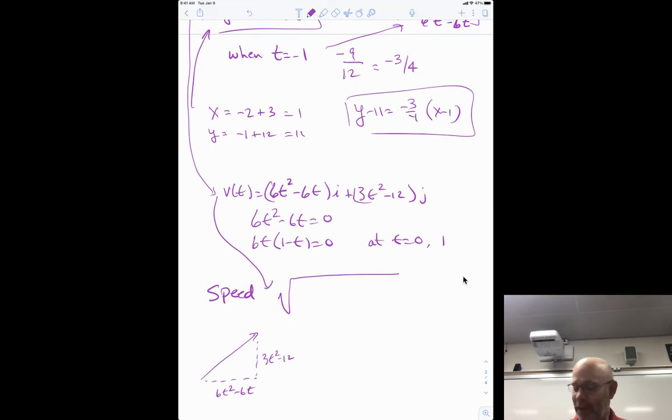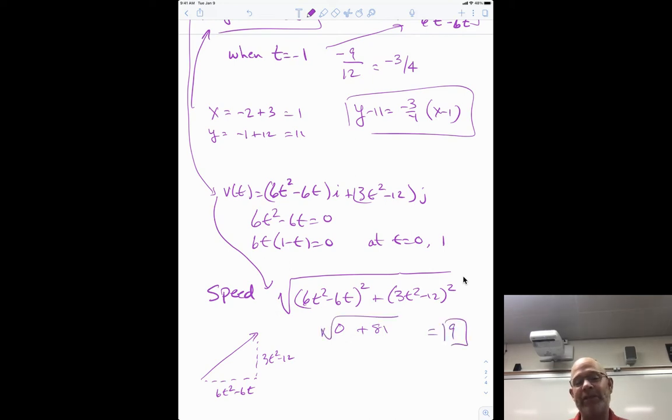So we do the little Pythagorean theorem. (6t squared minus 6t) squared plus (3t squared minus 12) squared. That would be the speed. I'm not going to plug in the 1, although plugging in 1 is pretty easy, I guess, huh? Because we get a 0. So I'll do it. I was not going to do that math, but it's pretty simple. Plug in the 1. The other one is 3 minus 12 is -9. 9 squared is 81. So it looks like the speed is the square root of 81, or 9.